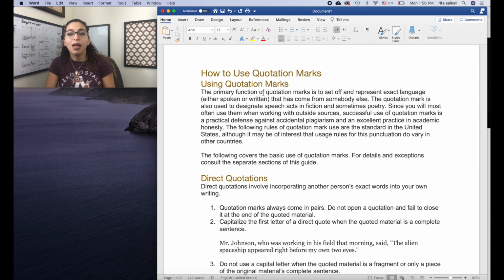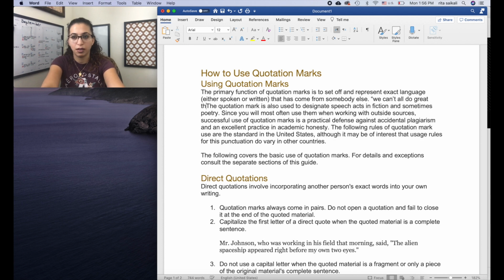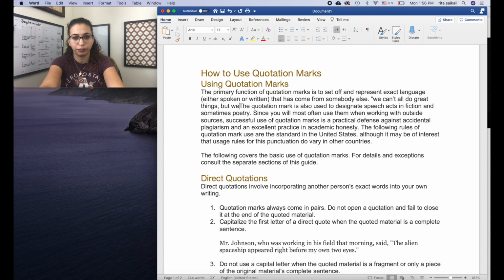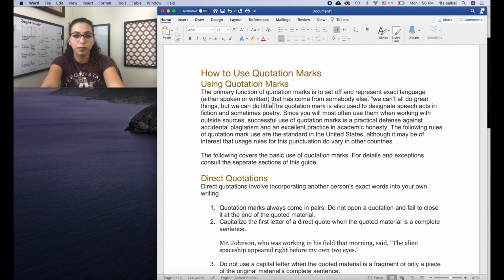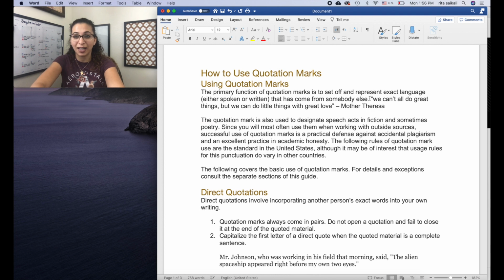Okay? The quotation mark is used to designate speech, act in fiction, or sometimes poetry. So here we are saying that this is something someone exactly said, like in the case of, we can't all do great things, but we can do little things with great love. This is something someone said, which is Mother Teresa. This is exactly what she said.